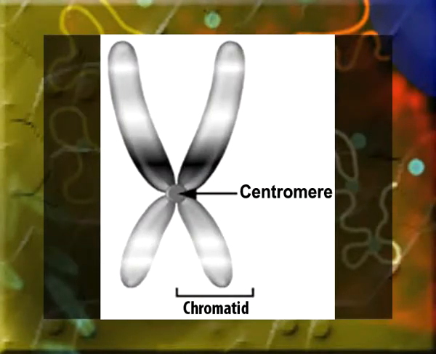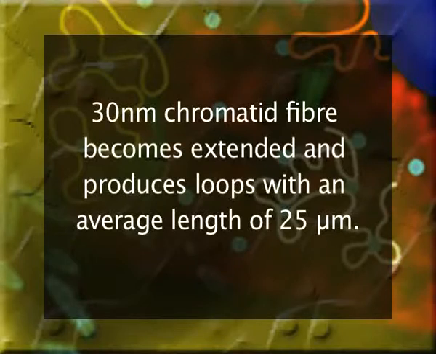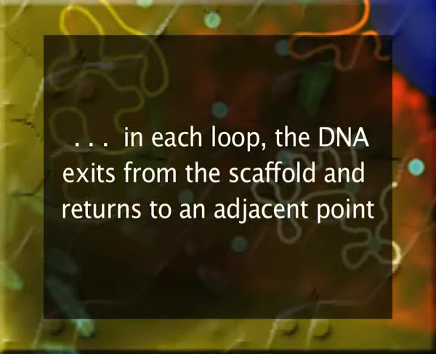Each chromosome has two scaffolds, one for each chromatid, and they are connected together at the centromere region. When the histones are removed, the DNA, which has packed about 40-fold in the 30 nm chromatin fiber, becomes extended and produces loops with an average length of 25 micrometer. In each loop, the DNA exits from the scaffold and returns to an adjacent point.